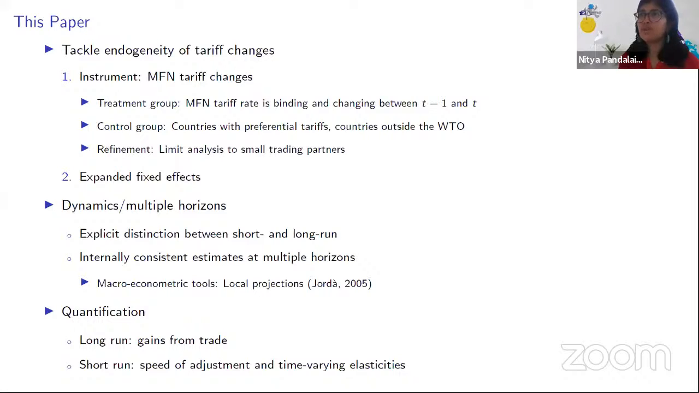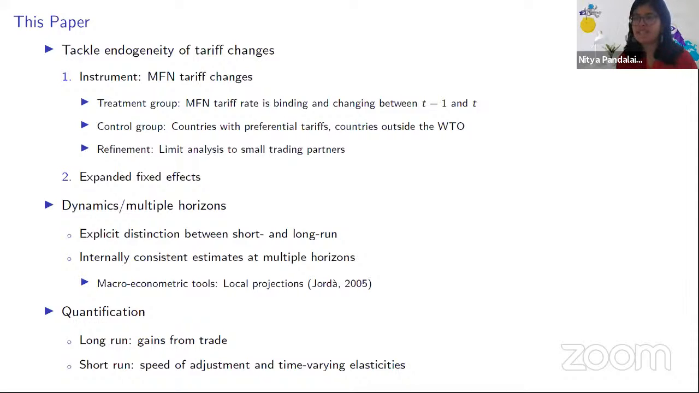And the second thing we're going to do is propose a new instrument to isolate good variation in tariffs. And this is going to rely on the WTO's MFN, the most favored nation principle. And the idea here is that when a country changes its MFN tariff rate, this is going to affect all of its trade partners with whom it trades on MFN terms, which is going to be a treatment group. And the control group are going to be countries unaffected by this tariff change, which are going to be countries, for instance, in preferential or regional trade agreements.